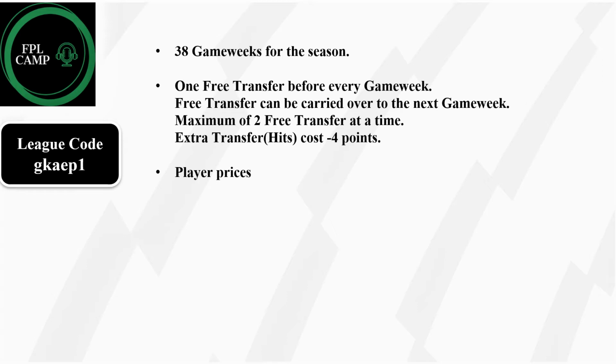A player can have a price rise or fall of 0.1 million in a day and can have maximum 3 such rises or falls in a game week. That is, for example, let's say if a player ends game week 2 with price 7 million, then before the deadline of game week 3, he can have a maximum price of 7.3 million or a minimum price of 6.7 million.